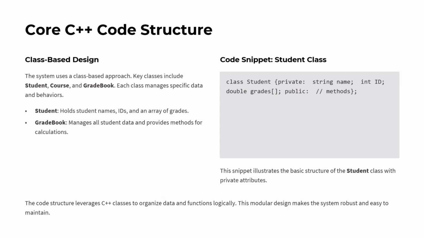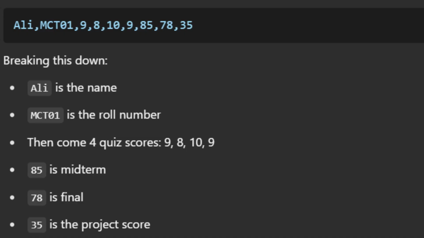So now there is a sample that is explained below. Here's a sample row from our input CSV file. In this, the name is written and its roll number, like Ali, MCT01, 9, 8, 10, 9, 85, 78 and 35. There is a question that comes to our mind: what are these numbers that are written randomly? So I will break this down.